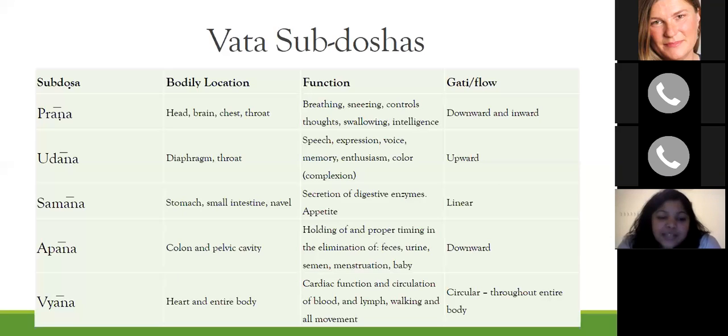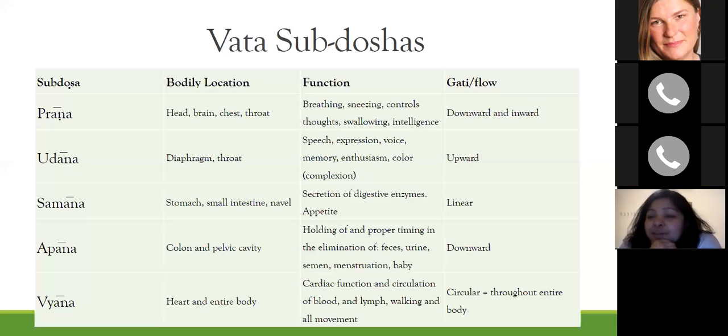So the next type of Vata is Apanavata. The Apanavata is that which is located in the colon and the pelvic cavity. It is responsible for holding and proper timing of the elimination of feces, urine, semen, menstruation, and of the fetus or the baby. Okay? And its gati or flow is downward.